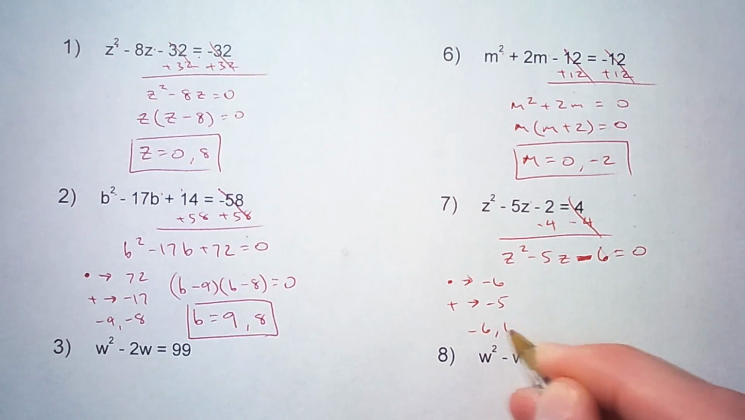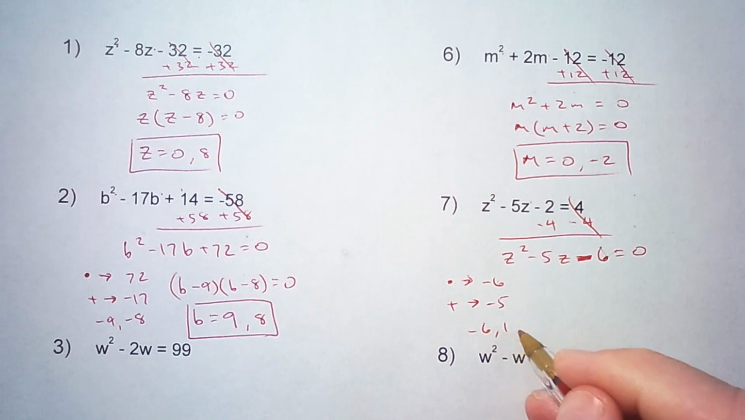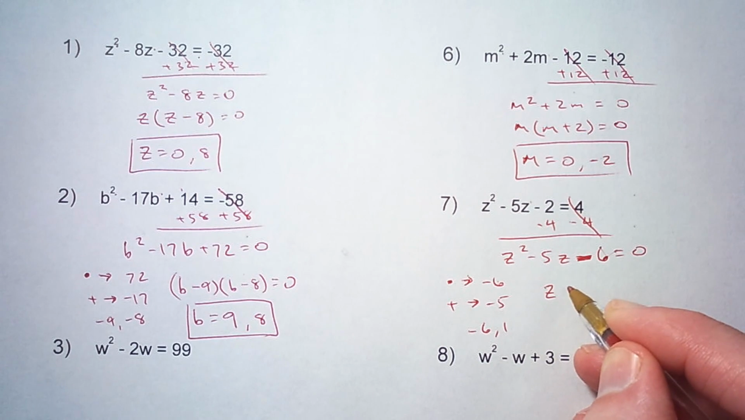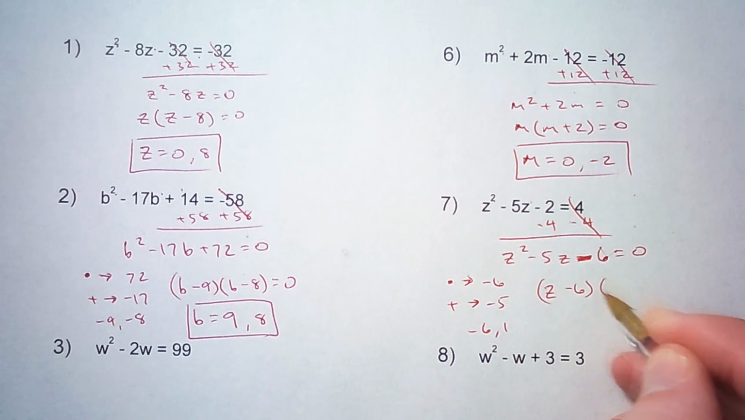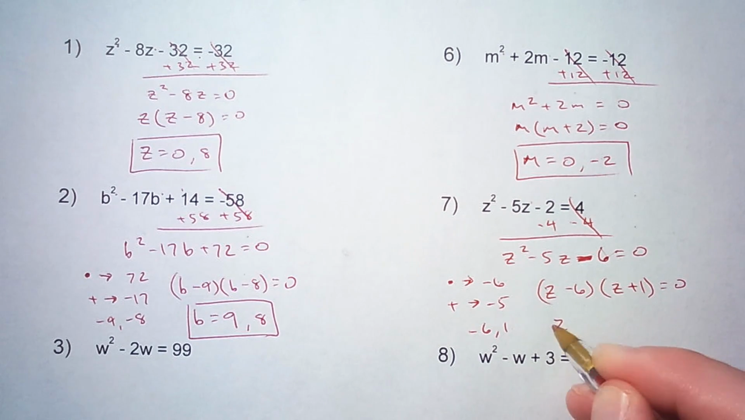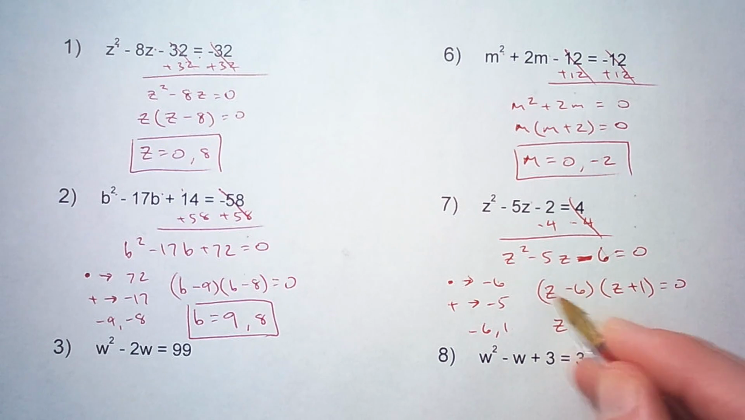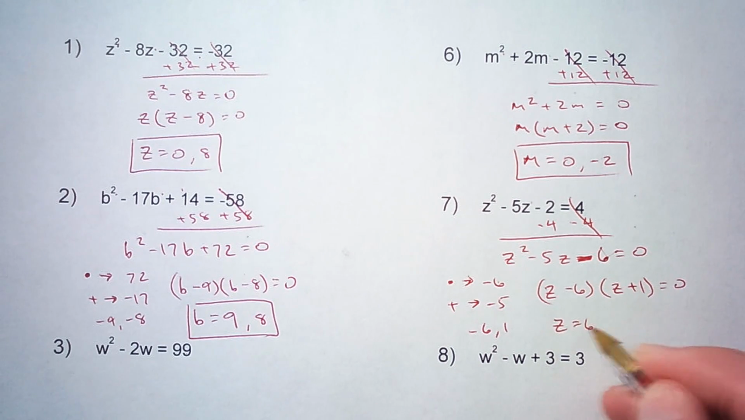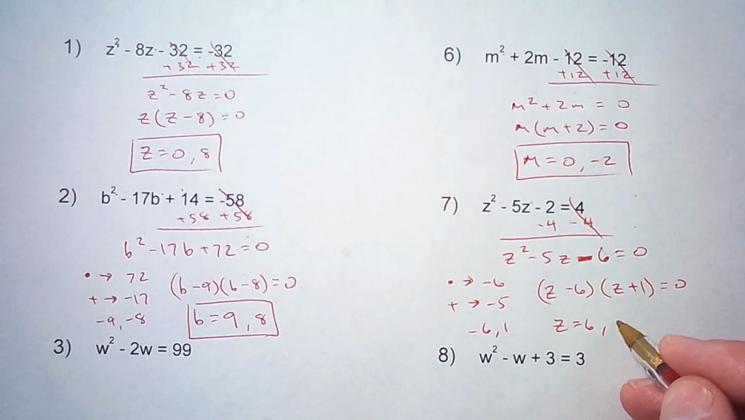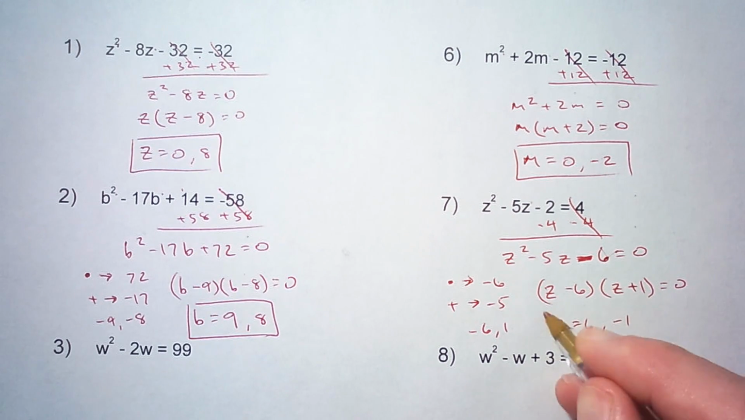Those numbers will be negative 6 and 1. Negative 6 times 1 is negative 6. Negative 6 plus 1 is negative 5. So I have z minus 6 times z plus 1 equals 0. Okay, so I can set this factor equal to 0 by setting z equal to 6, and I can make this factor equal to 0 by setting z equal to negative 1.